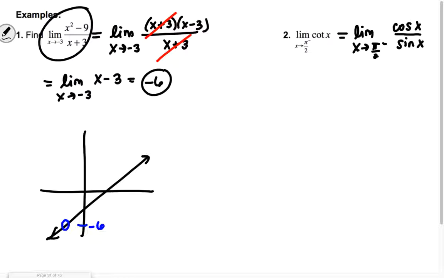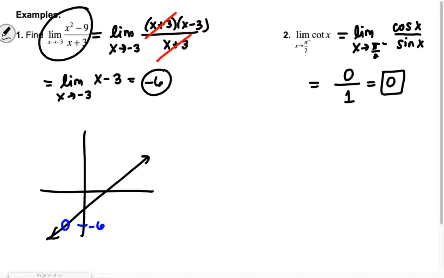Am I able to plug in pi over 2? What is sine of pi over 2? It's 1, right? So the bottom is 1. That's okay, we can plug in then. We're not getting undefined. Well, what's the top? What's cosine of pi over 2? 0. So 0 divided by 1 is 0. So that one was just a direct substitution. Pi over 2 was in cotangent's domain, so we were able to just plug in.